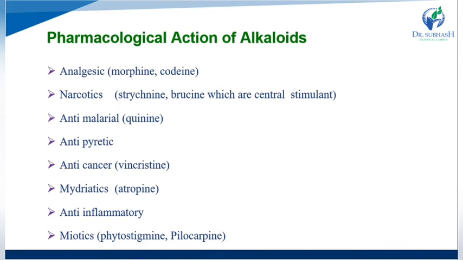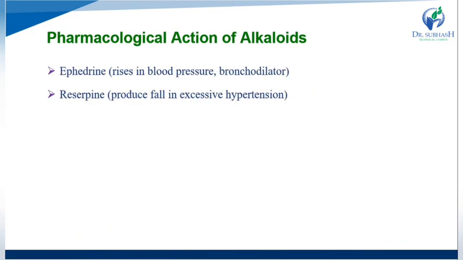Then miotics, that is physostigmine and pilocarpine. Then ephedrine, that raises the blood pressure and is also a bronchodilator. Then reserpine produces a fall in excessive hypertension. So these all are the pharmacological actions of the alkaloids.